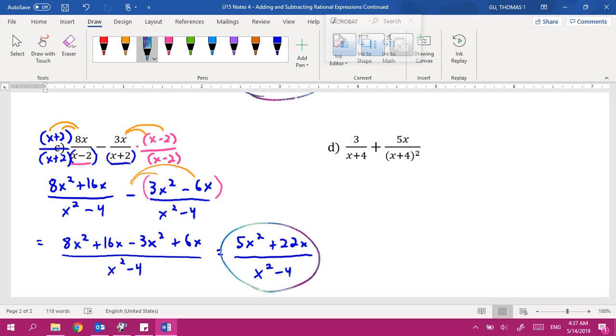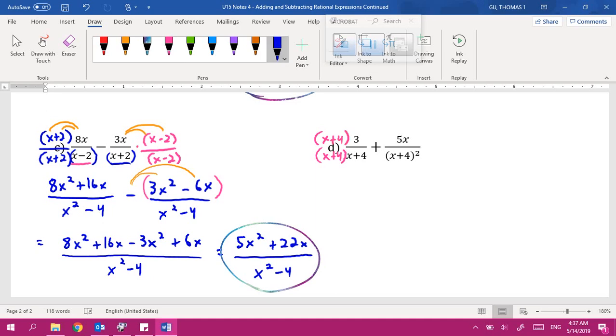Alright, so what are we missing here? Notice this right here is x plus 4 twice. So all it really is missing is the left side needs another x plus 4 so that I can have two x plus 4s just like the right side.